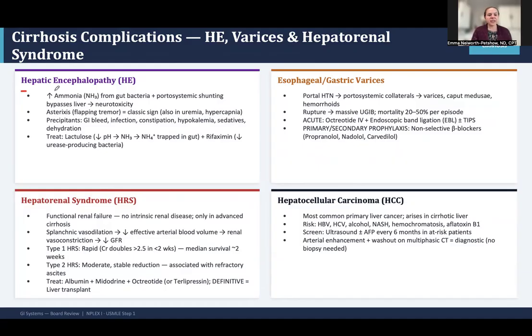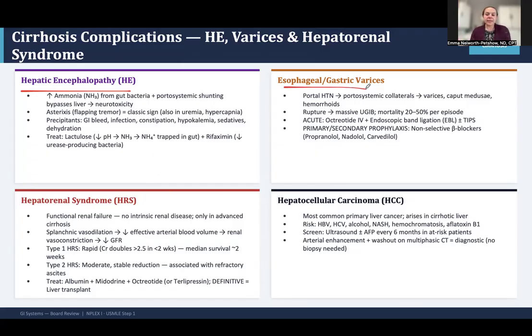Other cirrhosis complications, hepatic encephalopathy. When the liver is failing, you'll see an increase in ammonia from gut bacteria and from our portosystemic shunting that bypasses the liver and that leads to neurotoxicity. Essentially, we can't deal with our nitrogenous wastes. A classic sign is asterixis, which is a flapping tremor. You also can see it in uremia or hypercapnia. Some other concomitant symptoms that could occur would be a GI bleed, infection, constipation, hypokalemia, and obviously you're having changes in mentation.